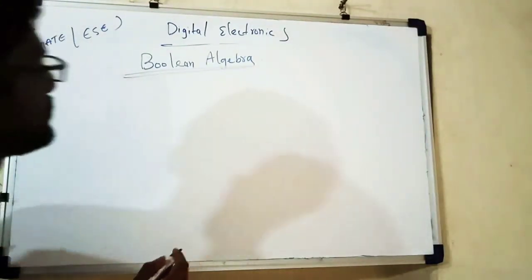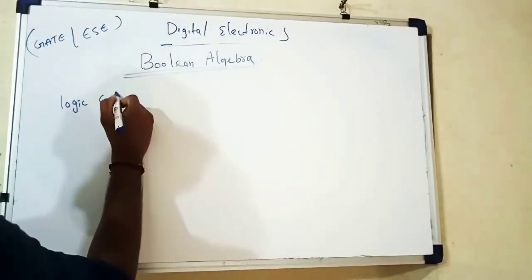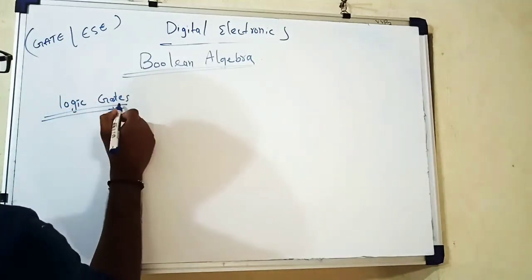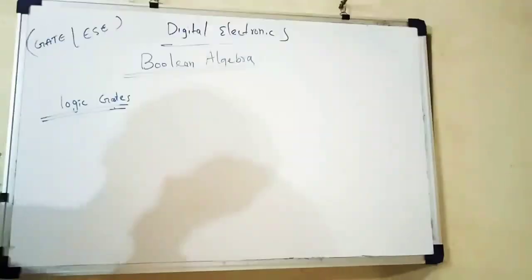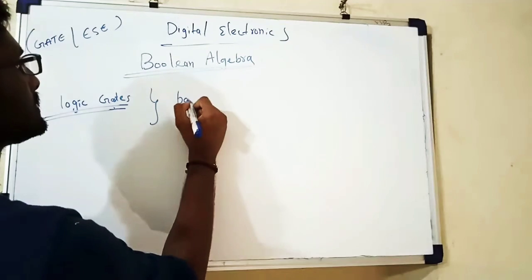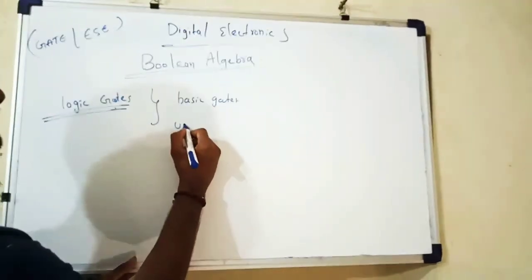Now let us discuss the logic gates. Any circuit in digital electronics can be built by using these logic gates. Generally, there are two types of logic gates, that is basic gates and universal gates.